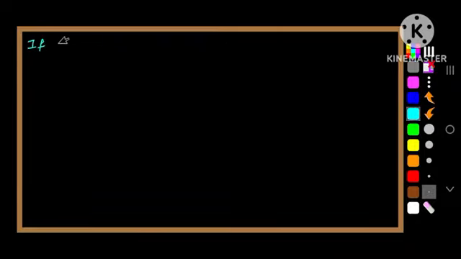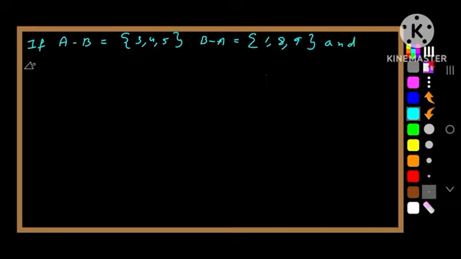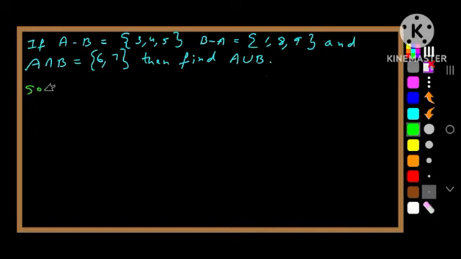If A minus B is equal to 3, 4, 5, B minus A is equal to 1, 8, 9, and A intersection B is equal to 6 comma 7, then find A union B. Now let us see the solution, how to solve this one.